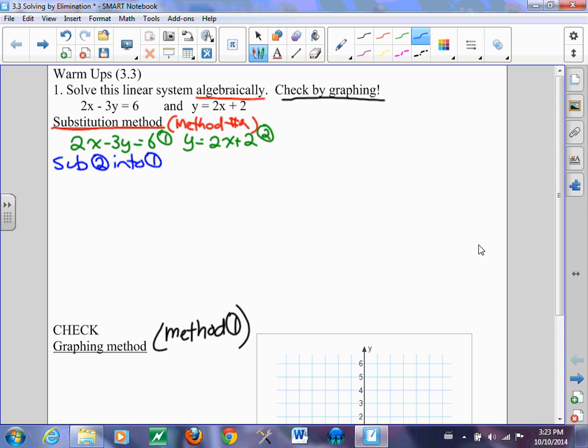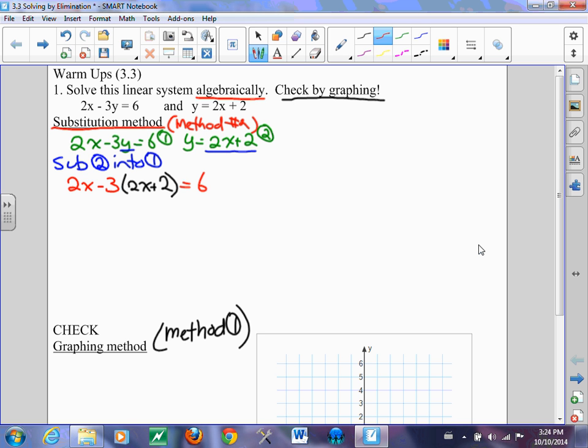Wherever I see a y in the first one, I'm going to replace it with 2x plus 2. So it's going to look like this. I'm going to go 2x minus 3, give me a second to put a different color in, 2x plus 2, equals 6. So there's the substitution part.